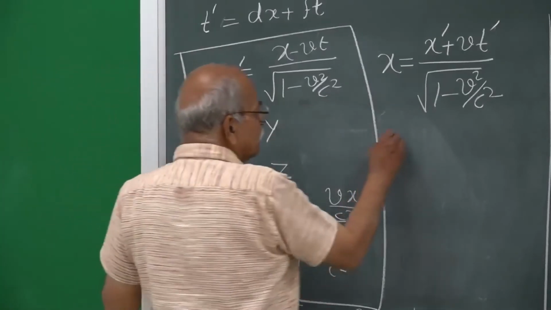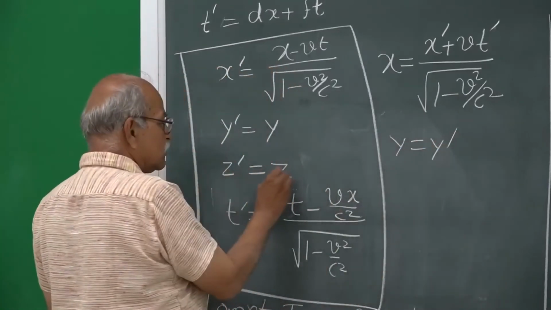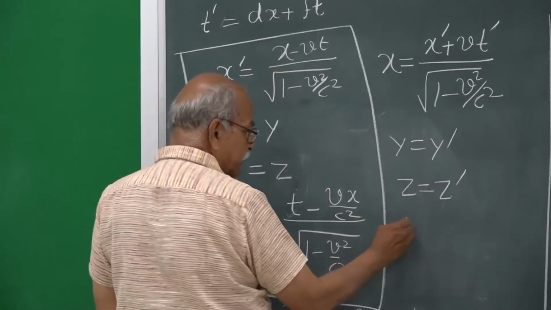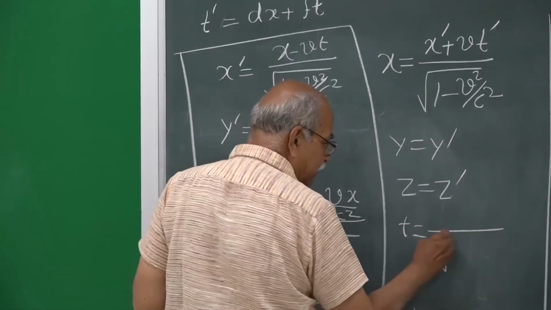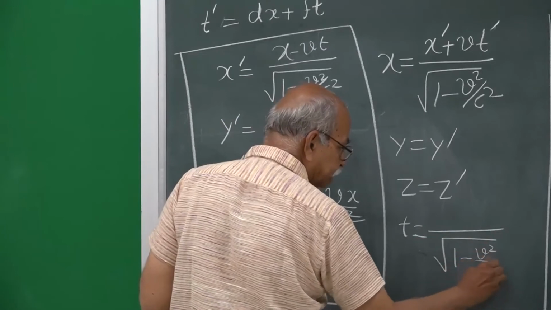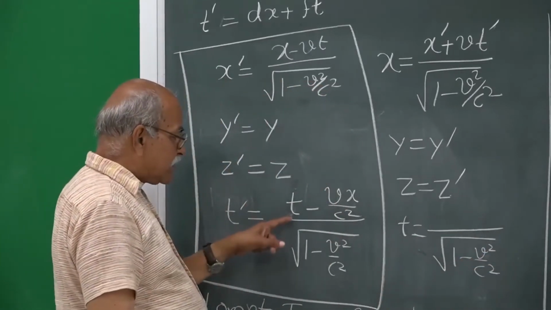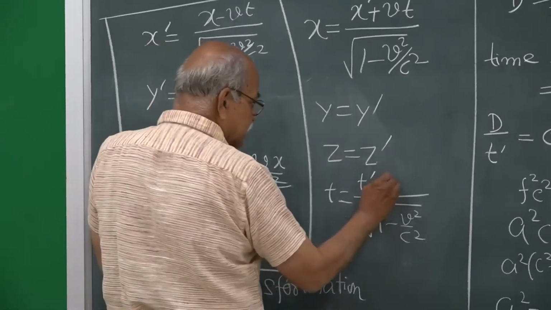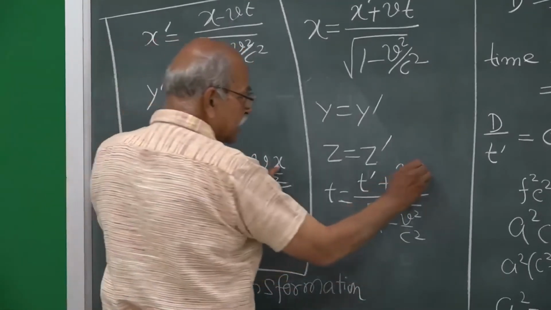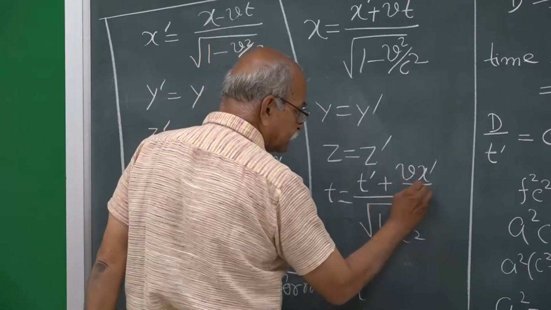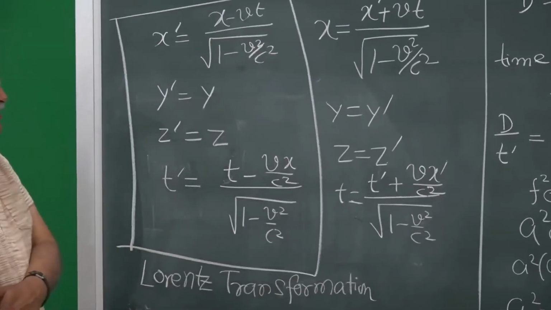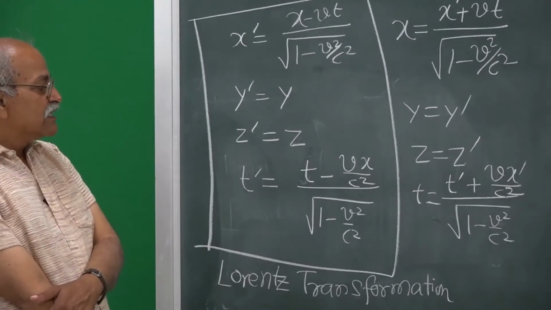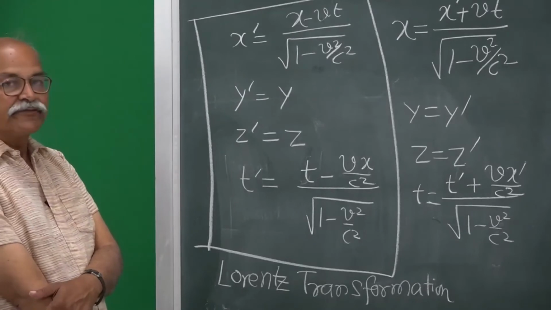Y prime is equal to y will become y equal to y prime, z prime equal to z will become z is equal to z prime, and here once again t. So, t here you have that same factor 1 minus v square by c square, and then t prime here, in place of t you write t prime, and minus v will become plus v. So, plus v into x will become x prime and by c square. So, these are inverse transformations. If you have x prime, y prime, z prime, t prime and you need x, y, z, t, then you can use these equations.